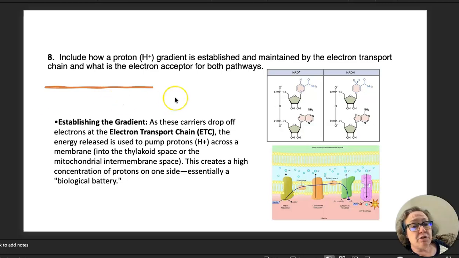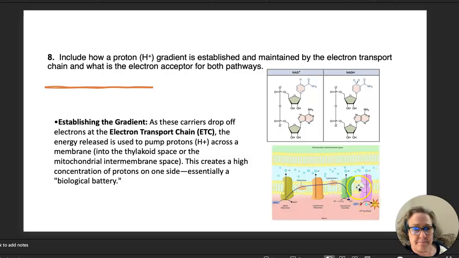Okay, how does the proton gradient become established? As the electron carriers drop off electrons at the electron transport chain, the energy is released and it's used to pump the protons. Here are the protons that we're pumping against the gradient. Here they are, all up here, across a membrane. This creates a high concentration on one side, and that battery runs this hydroelectric ATP synthase pump and creates the ATP.